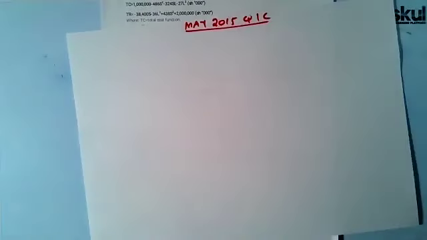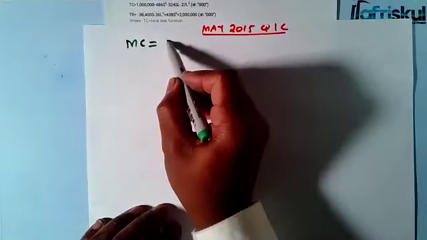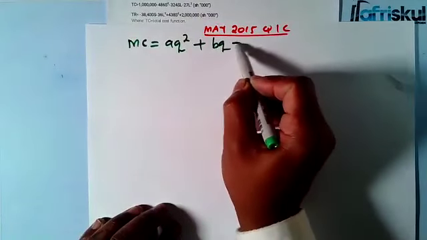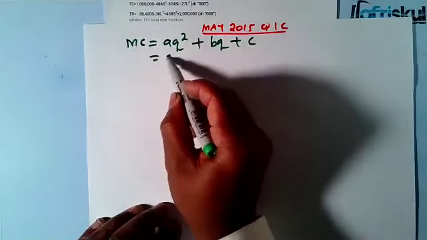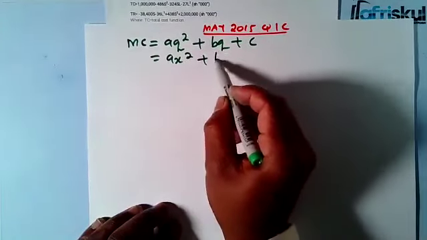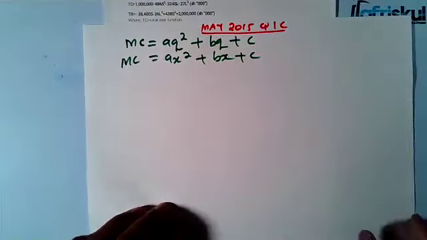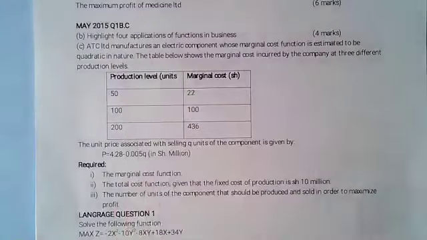So what does that mean? That means that the marginal cost ni quadratic. Tumesema quadratic, it's AQ squared plus BQ plus C, or the same na kusema AX squared plus BX plus C. That's the marginal cost. That's what you are given there. ATC Limited manufactures an electric component whose marginal cost function is estimated to be quadratic in nature.